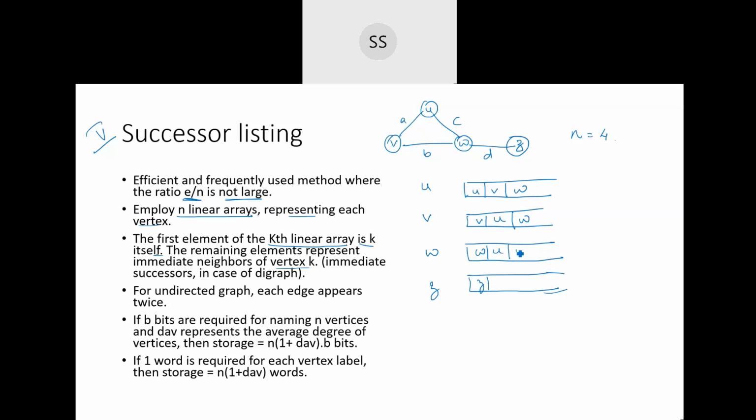It is going to be U, V and Z. Okay. What about Z? It has got only W. So I'll write only W. So this is how you represent your successor listing.